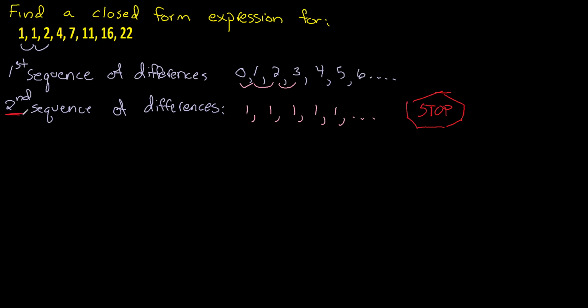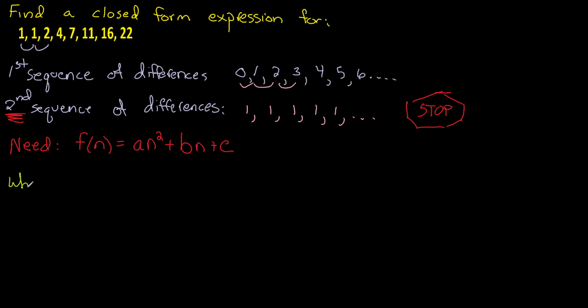And since this was a second degree sequence of differences, I'm going to need a second degree polynomial. So I'm going to need something of the form f of n, a function of n, is some constant a times n squared plus b times n plus c. And my job is to figure out what is a, what is b, and what is c.